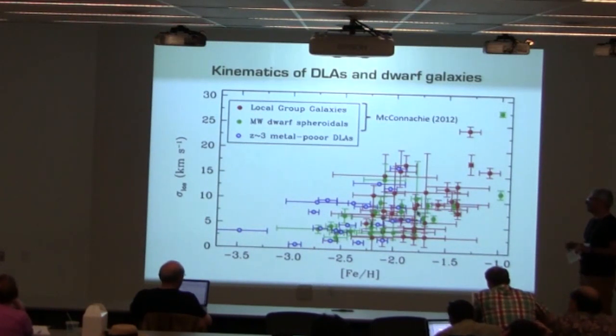This is taking out the contribution of thermal broadening, so this is just the turbulent broadening. But still, it would be expected to be of order 1.